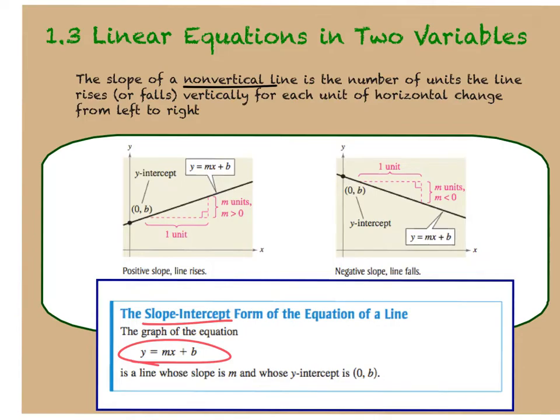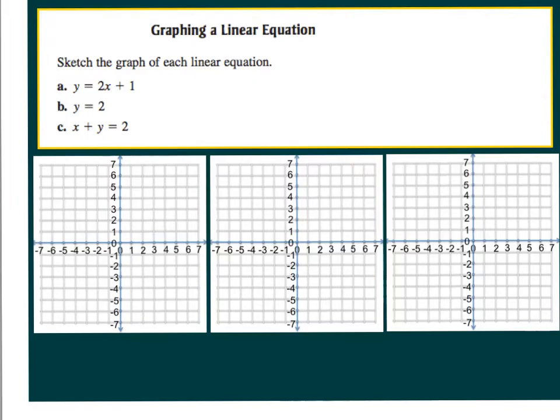So we're going to sketch these graphs. We've got y = 2x + 1. How do I start sketching that graph? We first start out with the y-intercept. So our y-intercept is 1. It's technically (0, 1) as our y-intercept.